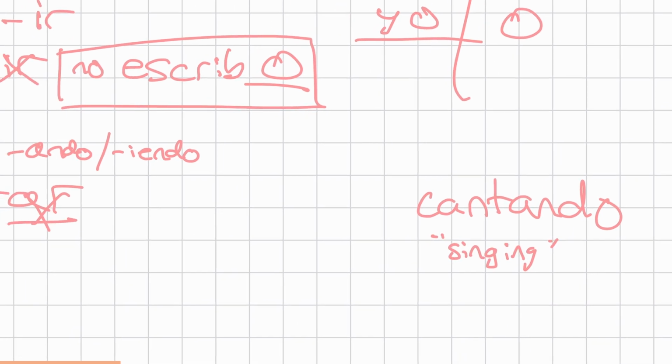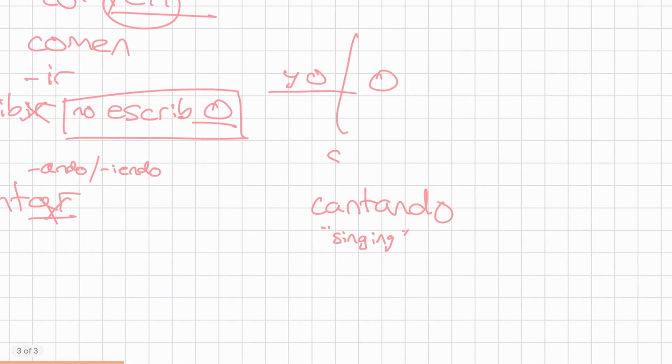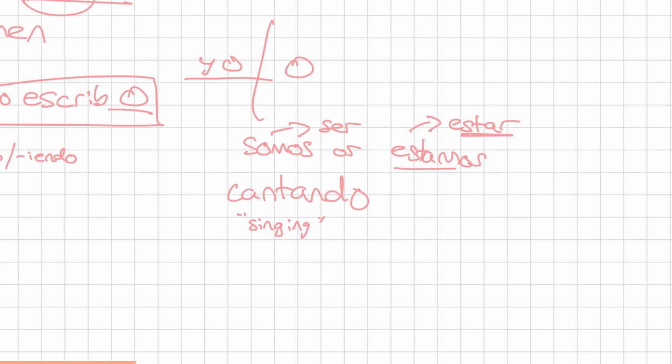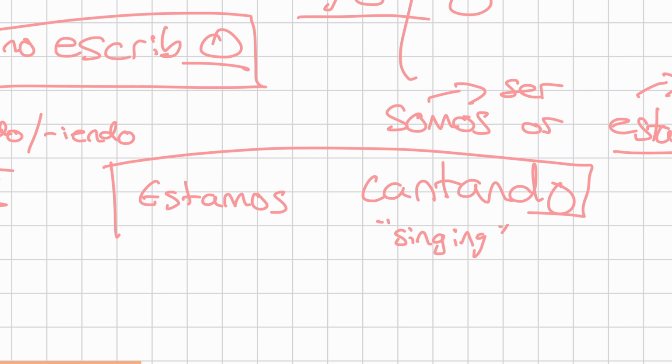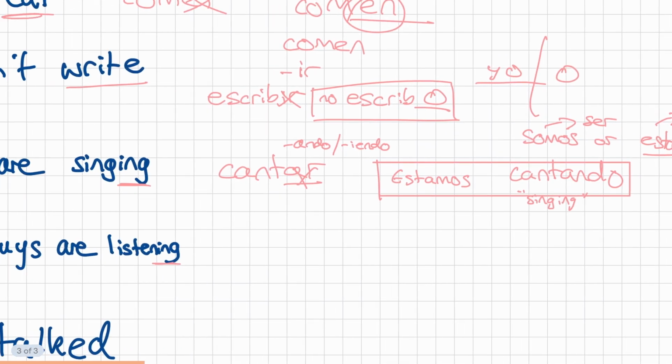And then the word in front for saying we are, it's either going to be somos or estamos. Only one of them is correct. How do we know? Somos comes from ser, which is to be. Estamos comes from estar, which is also to be. But in this, because it's an action, we always use estar, so it's going to be estamos. So I'm going to put a capital E, estamos cantando. Can I make it into a box? Yes, that is the answer there. Estamos cantando for we are singing.